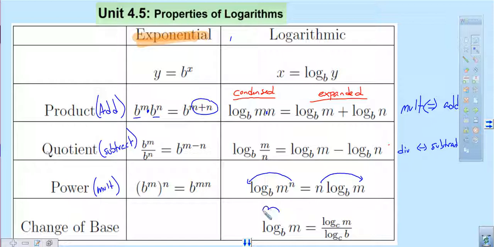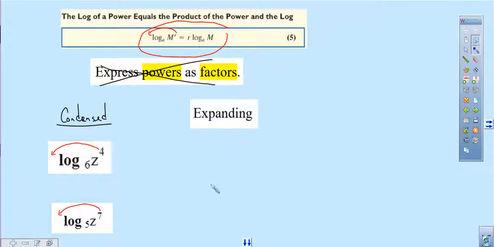And last but not least, which we'll have a separate video for, is change of base. So let's just focus on these first three right here. Get those copied down. We're going to use them on several problems. Our first one is the power rule.